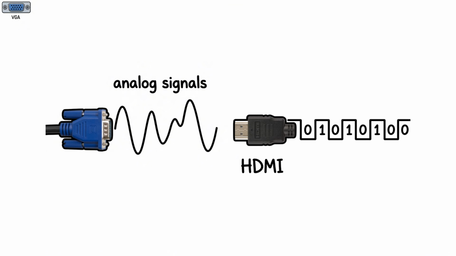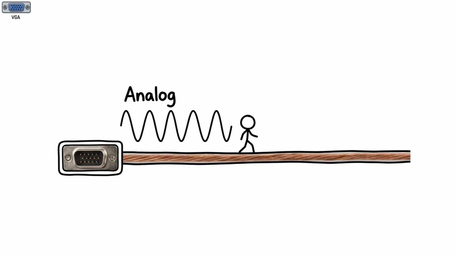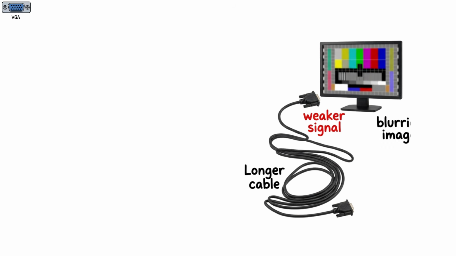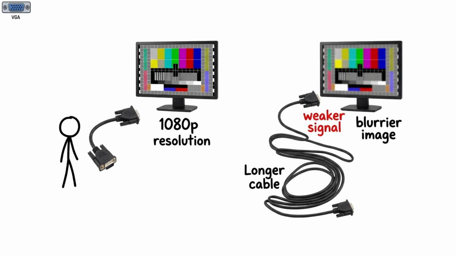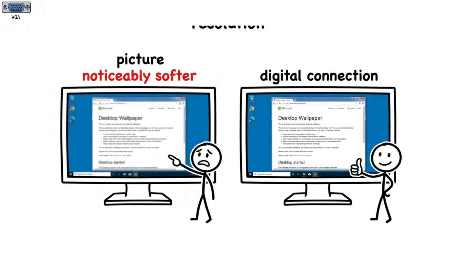Digital connections like HDMI send data as ones and zeros, so the picture arrives perfectly intact. Analog doesn't work that way. The signal degrades as it travels through the cable. Longer cable, weaker signal, blurrier image. At best, VGA can push 1080p resolution. But even at that, the picture looks noticeably softer compared to a digital connection running at the same resolution.